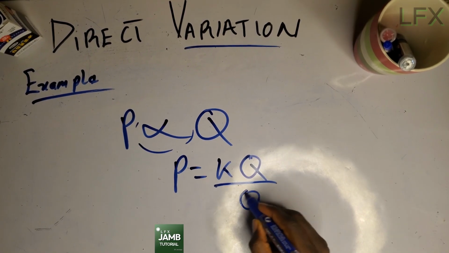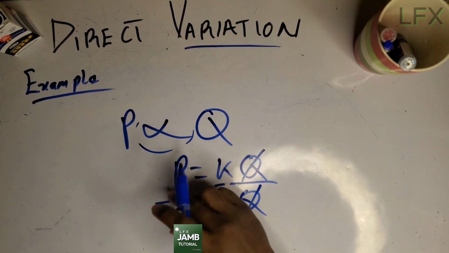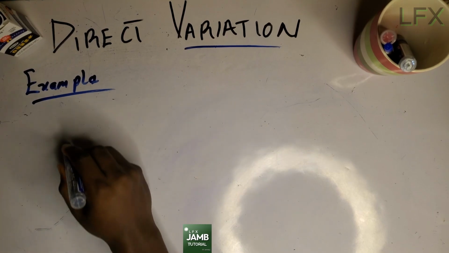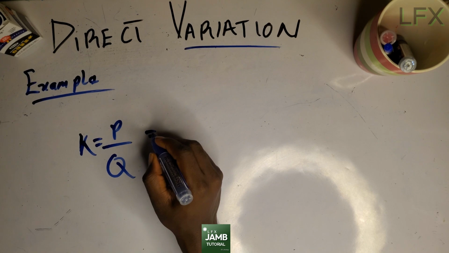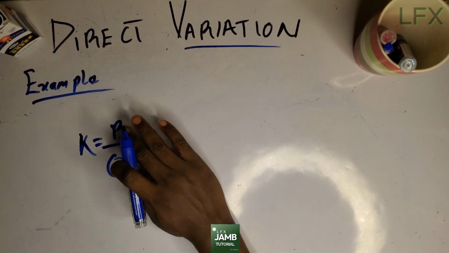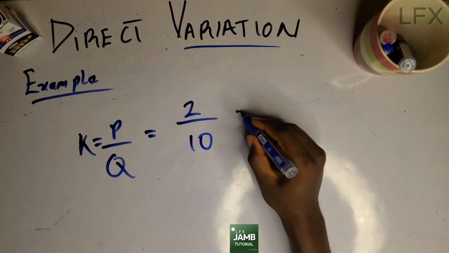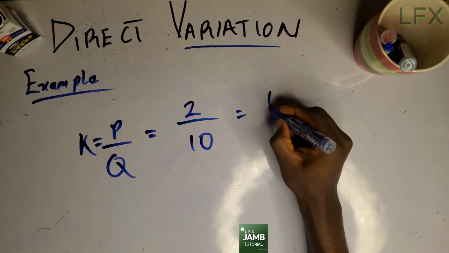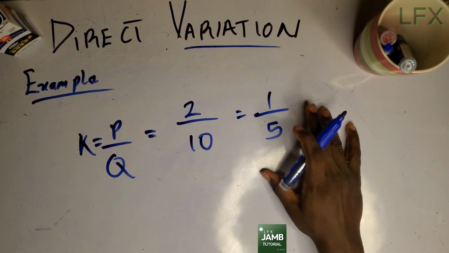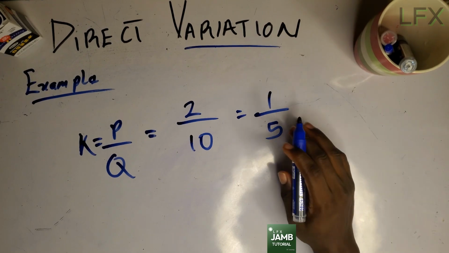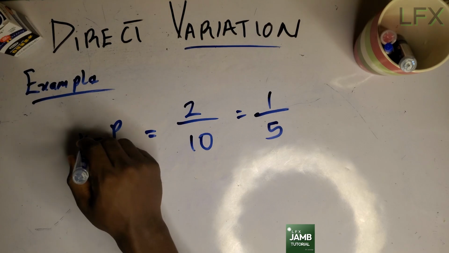All we have to do is divide both sides by Q here, and we have our K equals P over Q. So now we know our K as P over Q. Recall that earlier they told us that P is 2, and Q is 10. So our constant of proportionality is 1/5. That is, 2 in 10, 5: 2 divided by 2 is 1, 10 divided by 2 is 5. So we could leave it that way. Now we know our K as 1/5, and we just replace our K with 1/5.